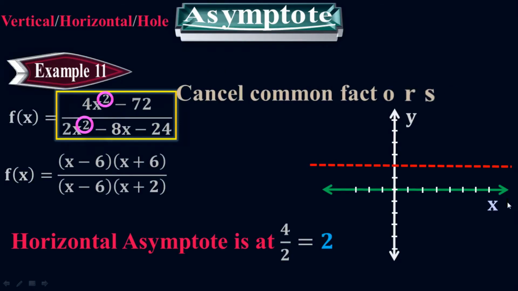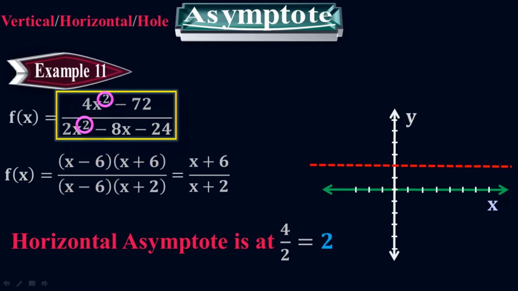But what about cancelling the common factors? Is there something common to cancel? Yes. I have x minus 6 in the numerator and x minus 6 in the denominator. x minus 6 is common. Just cancel x minus 6 with x minus 6. You will be left only with x plus 6 over x plus 2. After cancelling the common factor, I have no more x minus 6.